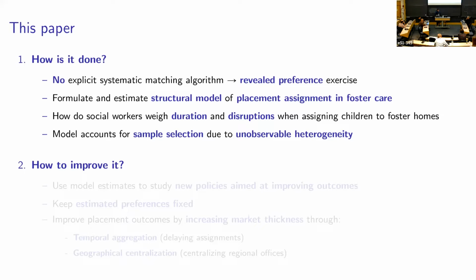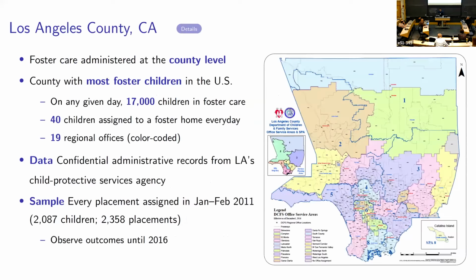Now, in terms of how to improve the system, before that, let me tell you a little bit about the setting where I'm going to do this. I look at Los Angeles County in California. I look at one county because foster care is administered at the county level in the US. And I look at Los Angeles for no particular reason, other than that I was there at that time, and also because it's the county with the most foster children in the US. You could think that it's probably the largest foster care system in the world.